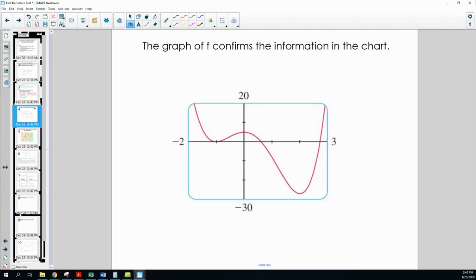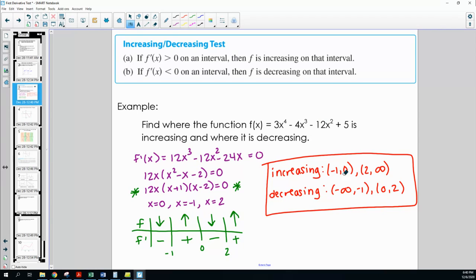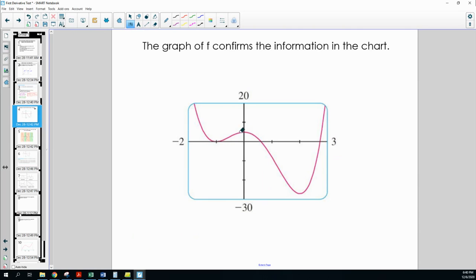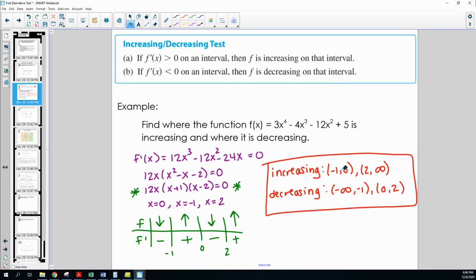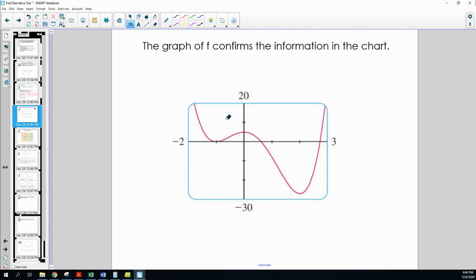Okay, and the graph of f, so here's the actual graph of f, it confirms the information in the chart. So we can see that based off of here, it's increasing from -1 to 0. It is also increasing from 2 to infinity, which matches this. It's decreasing from -infinity to -1, and then again from 0 to 2.